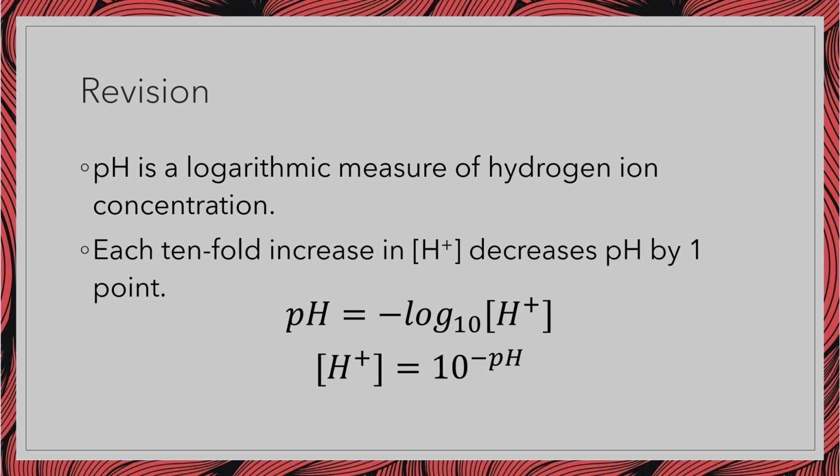We also have the pOH equivalent. So pOH is negative log 10 of OH minus. And concentration of OH minus is 10 to the negative pOH. And lastly, pOH plus pH is 14.